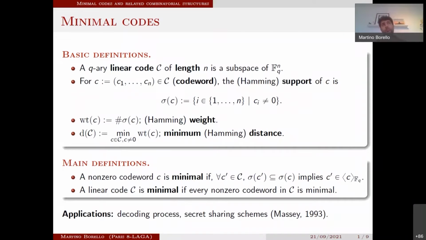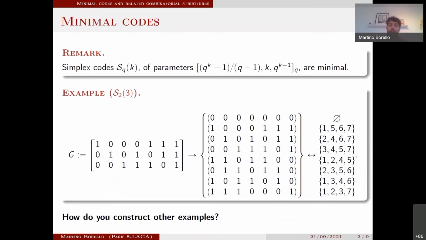This notion of minimality was first considered for some application to the decoding process. But I would say that the main interest now is in secret sharing schemes based on codes, introduced by Massey in 1994. I will not talk about this application, unfortunately, because there is no time, but it is a possible application of these objects. Let me now give some very trivial examples of minimal codes. Every simplex code S_{q,k} is minimal.